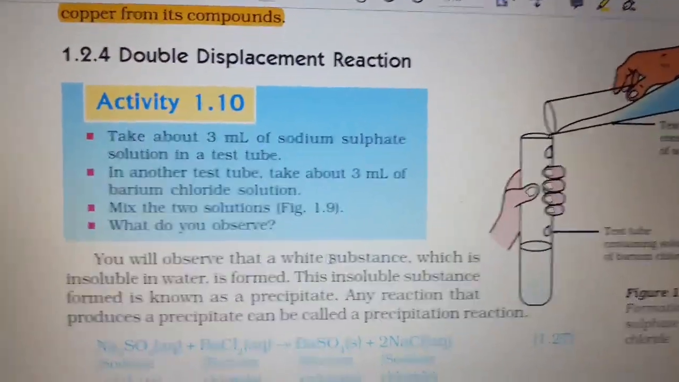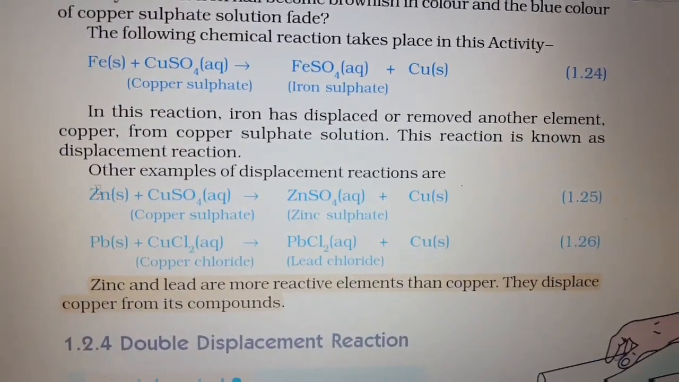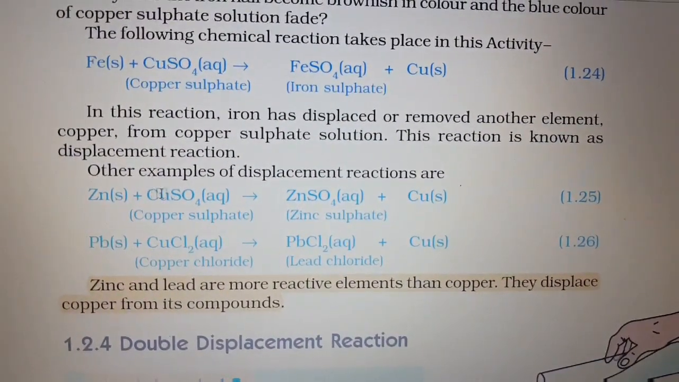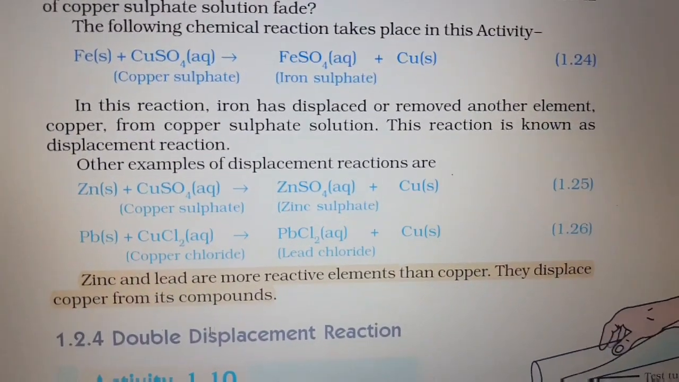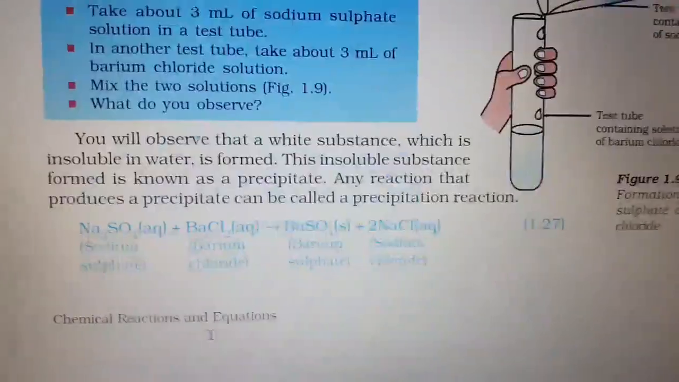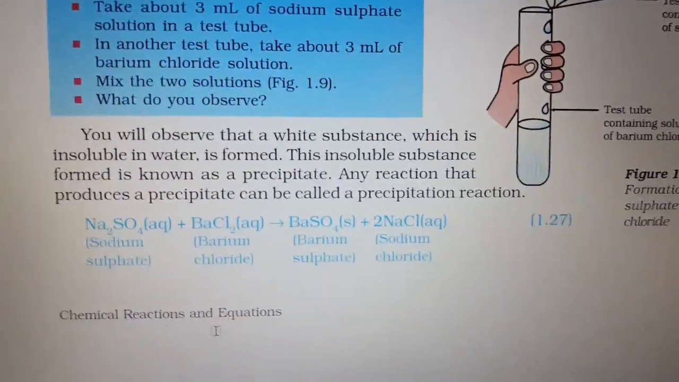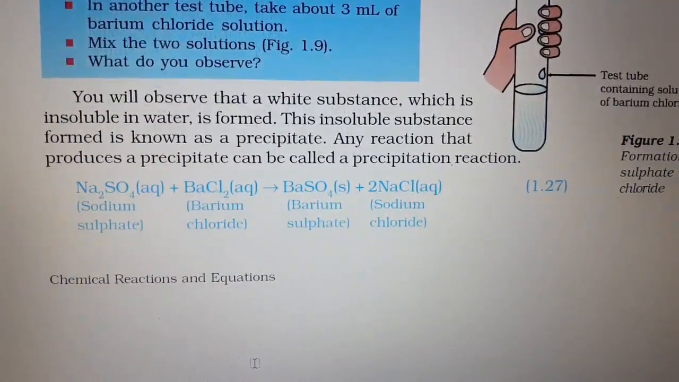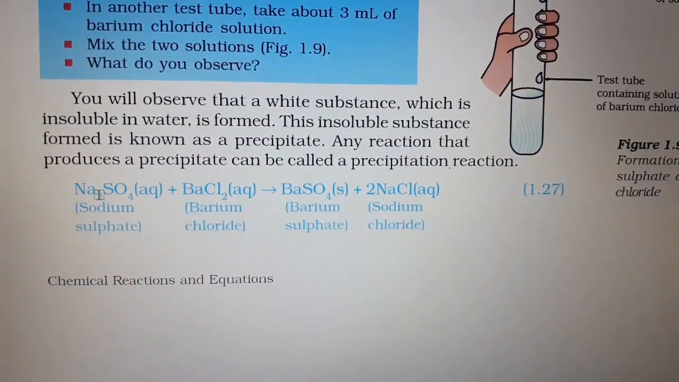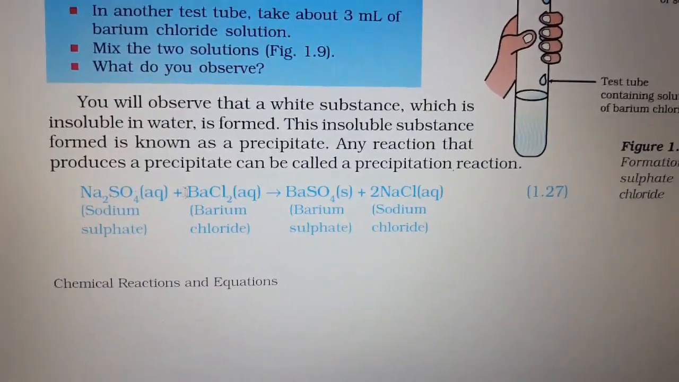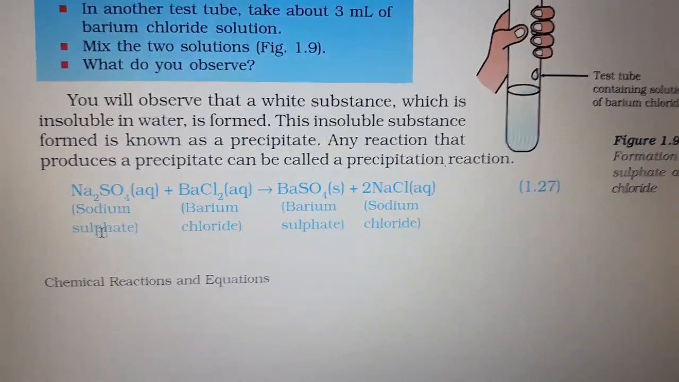Now coming to the double displacement reaction. In the previous reaction you might have observed that only one single element was there, and that was displacing copper from the copper sulfate solution. Now we will take two compounds. Earlier we used to take a combination of compound and element. Now the reaction will be like this: the element of the first compound will be displaced by the element of the second compound, and the element of the second compound will be displaced by the element of the first compound.